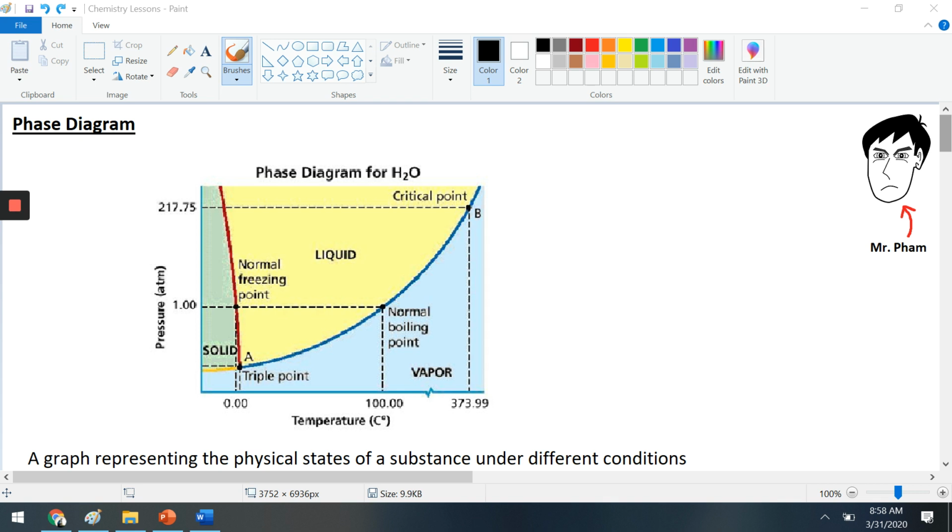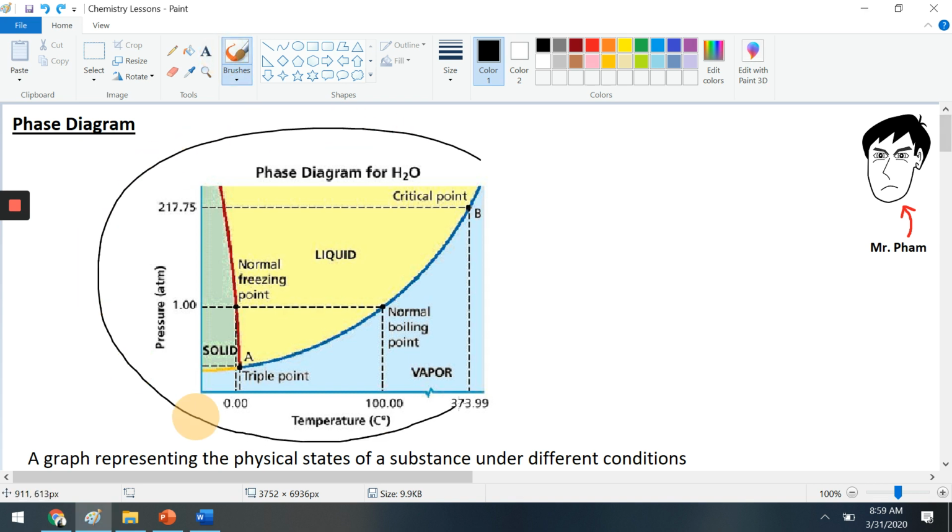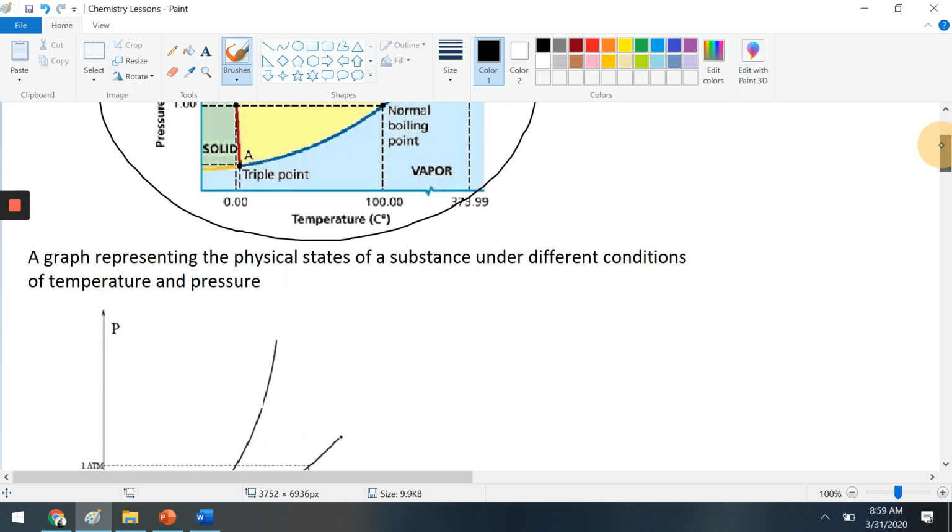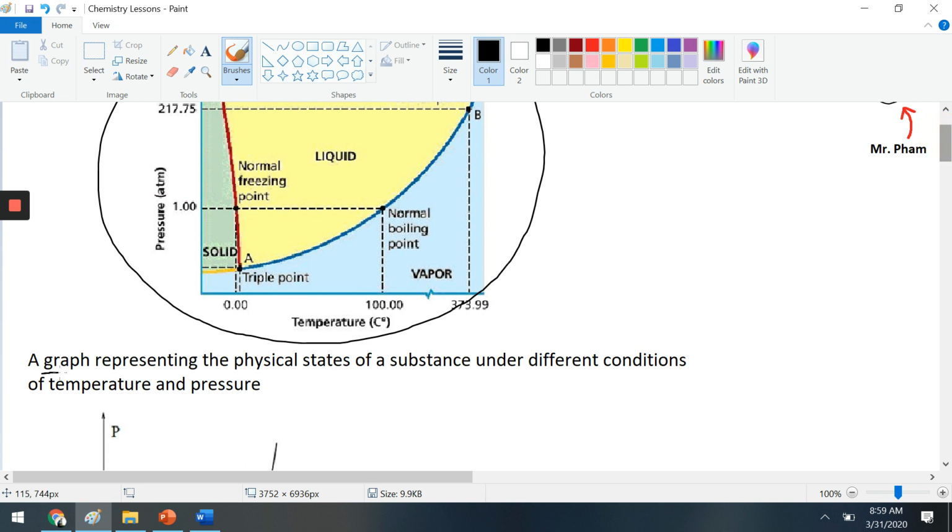Okay, so for today, we're going to be learning about a phase diagram. What is a phase diagram, and how do you read a phase diagram? So this is what a phase diagram looks like over here. Each phase diagram is going to be different depending on the type of substance. And what is a phase diagram? A phase diagram is a graph representing the physical states, like solid, liquid, and gas, of a substance under different conditions of temperature and pressure.